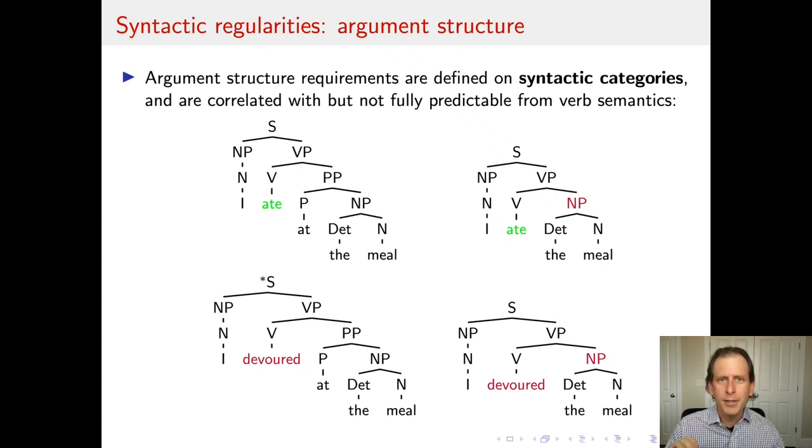And that is a syntactic property of devoured. And it's a property that's defined in terms of syntactic categories. The verb devour requires a direct object. This sentence doesn't have it. Therefore, it is ungrammatical. And that, once again, that star indicates that it's ungrammatical. I devoured the meal, as you see in the lower right, is perfectly fine. Devoured is a transitive verb, perfectly okay to use it that way.